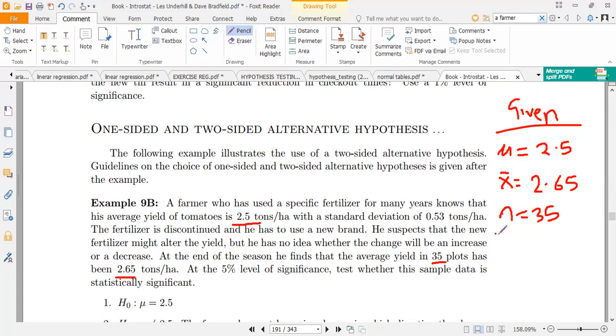So this n of 35 is what qualifies us to use a z. If it was less than 35, we would have used a t table. Then we're also given our standard deviation as 0.53, and our level of significance is 5%. That means our confidence level is 95, which means our z is what?